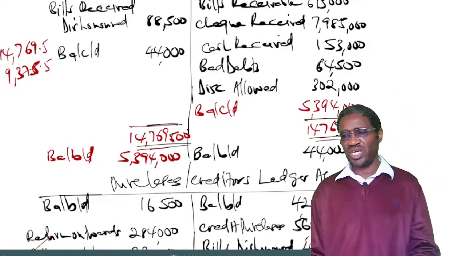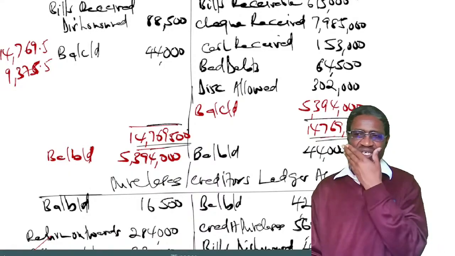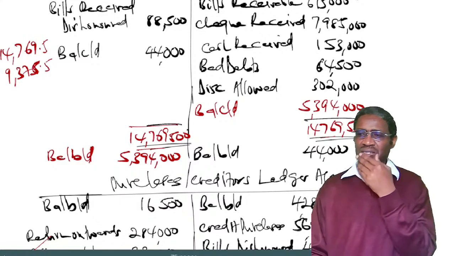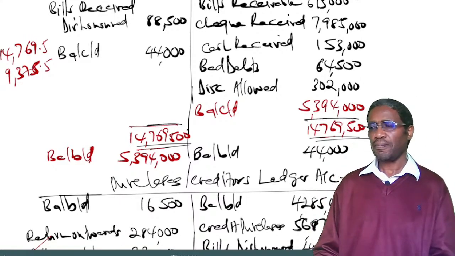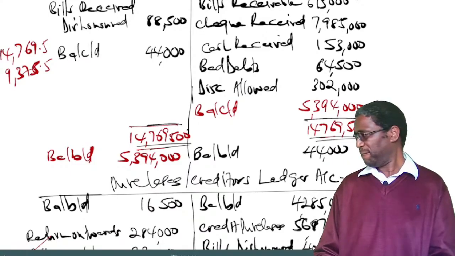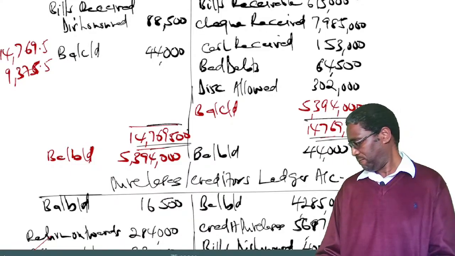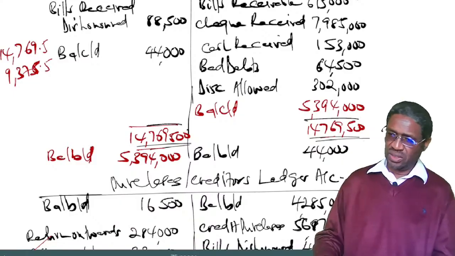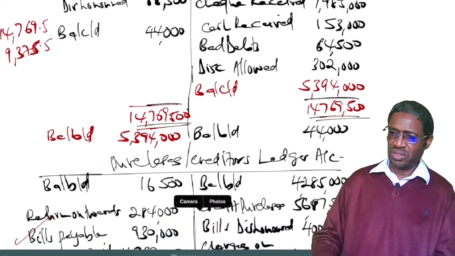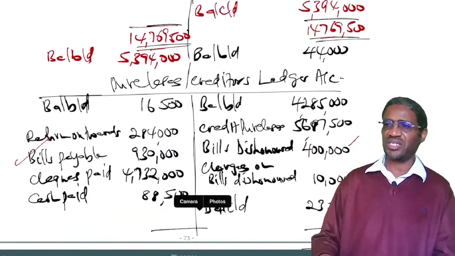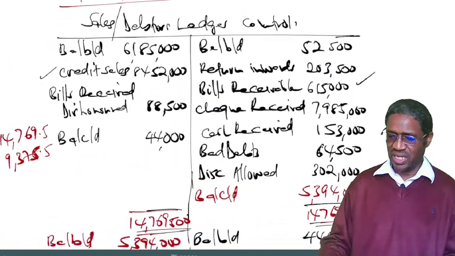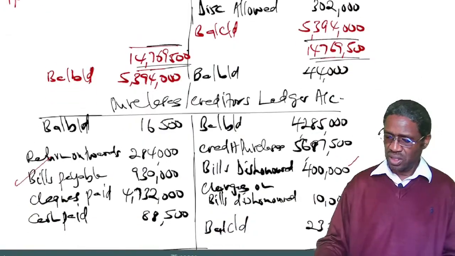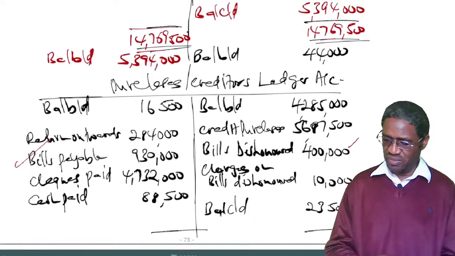So I want to do the last one, that is the purchases ledger or the creditors ledger. So finish copying if you are still copying. Good. Let me hope you are through now. We now go to the creditors ledger. Let me start by adding the debit side.